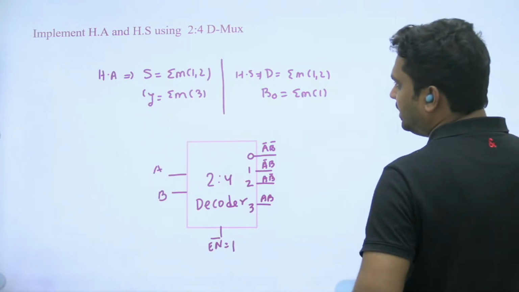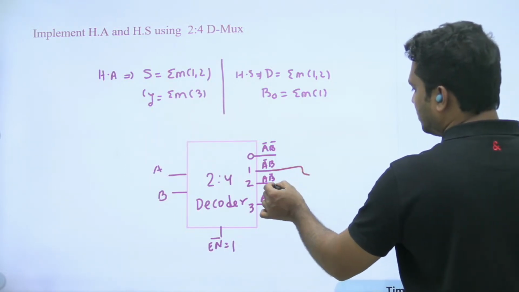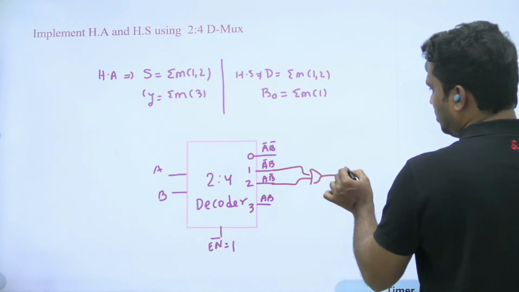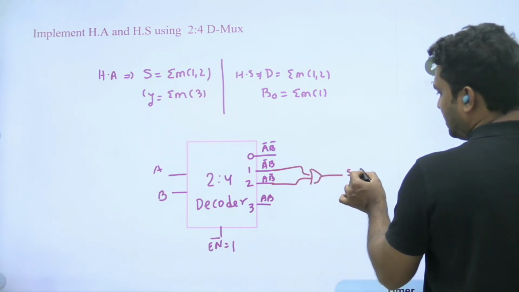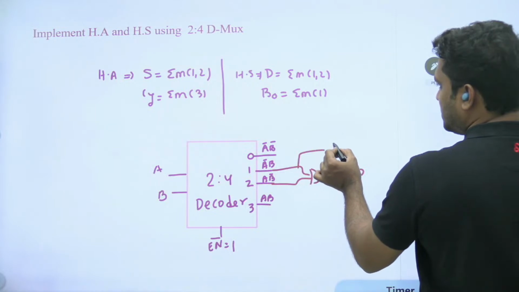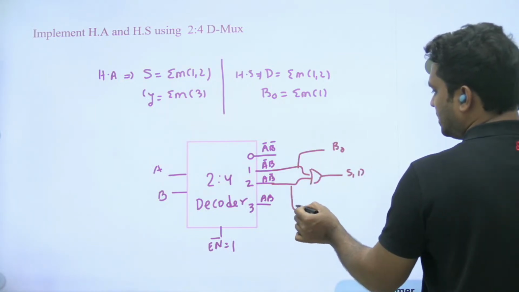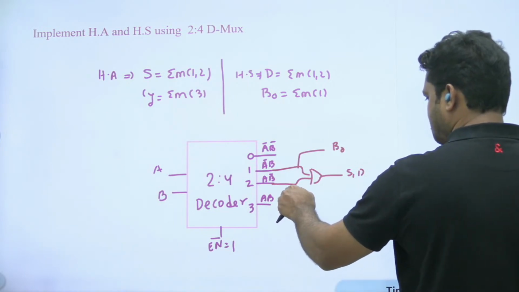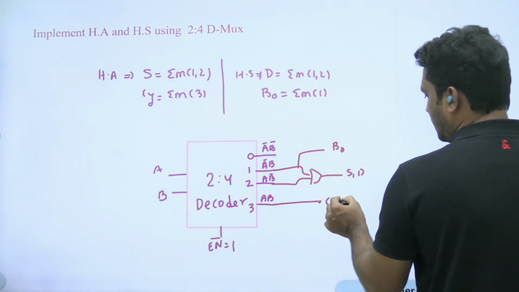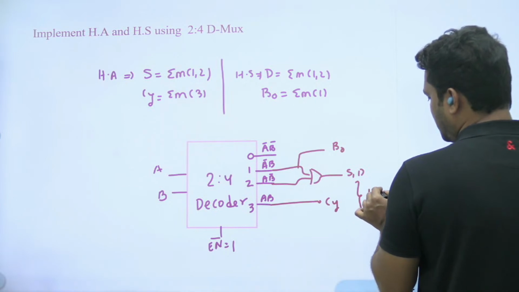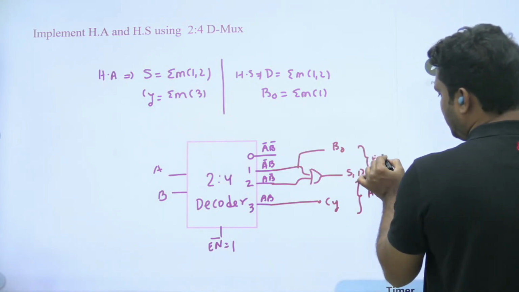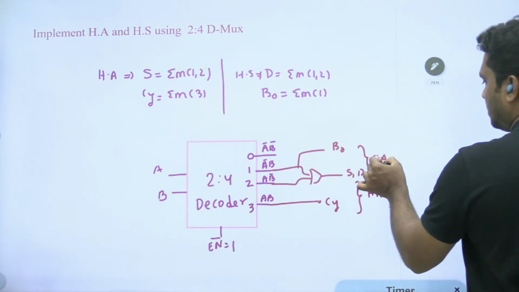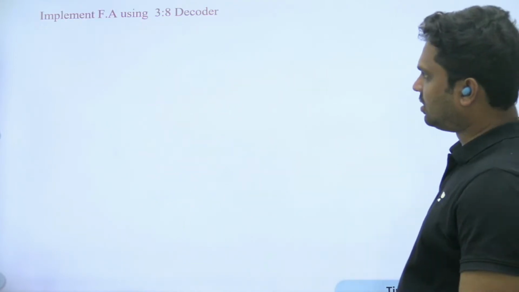Sum of the min terms 1, 2, that is, take the OR gate. You get sum and difference. And this is already representing borrow. This is already representing carry. So these two represent half adder, these two represent half subtractor. Sorry, just a minute. Let's take one more example.